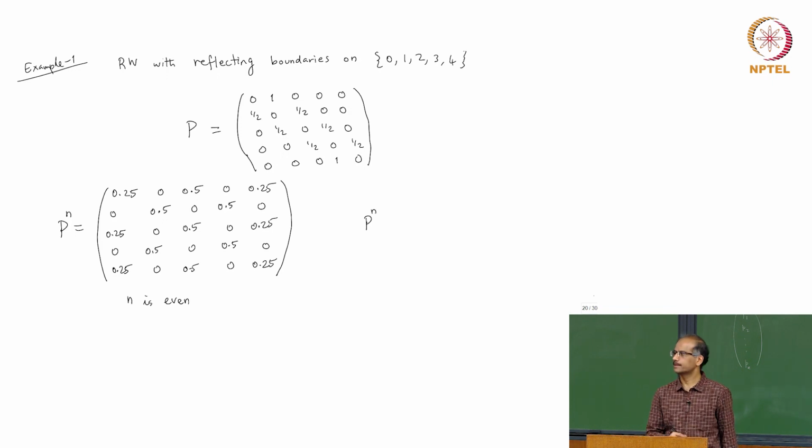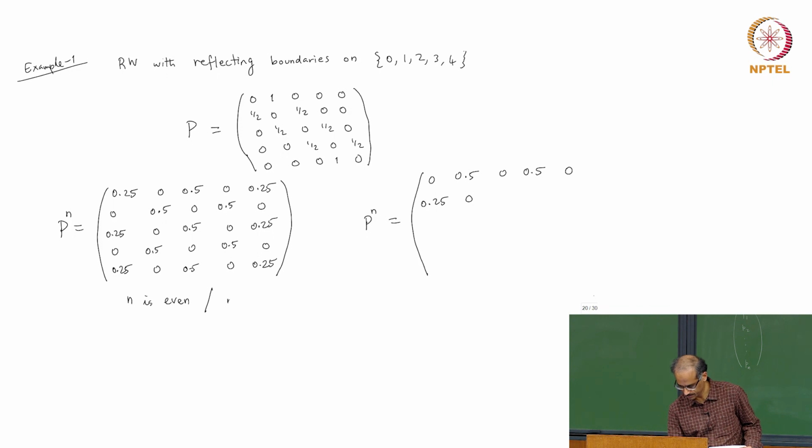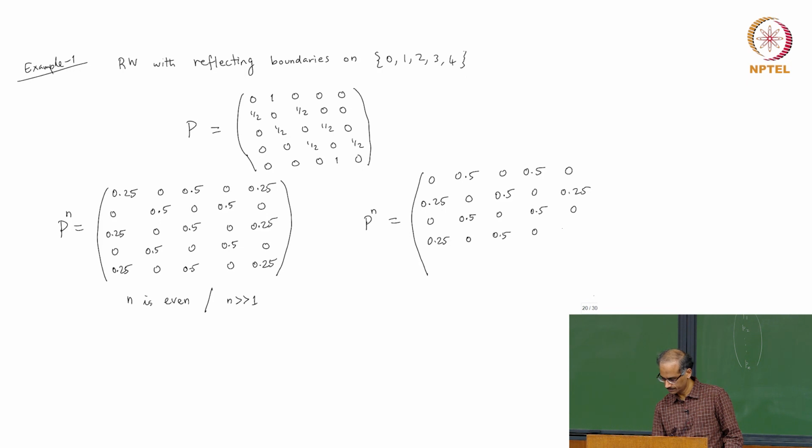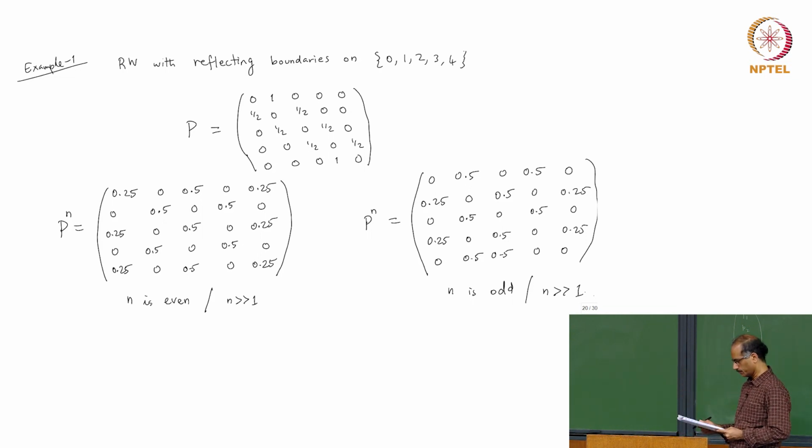And let me take P raised to the power n where n is odd. In that case, I'll get something different. Since I already calculated it. So again, not just n is even, but also n large. Okay, so this is when n is odd, and n of course is much greater than 1.